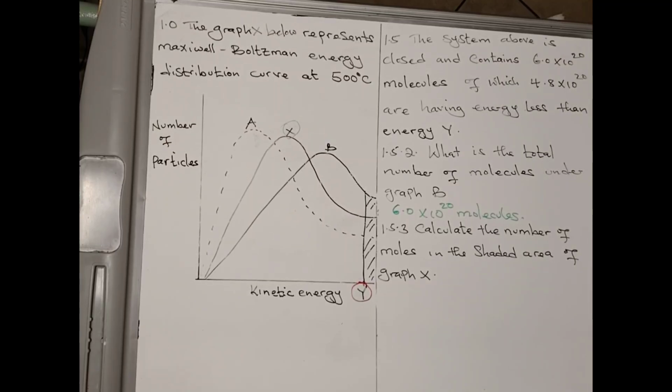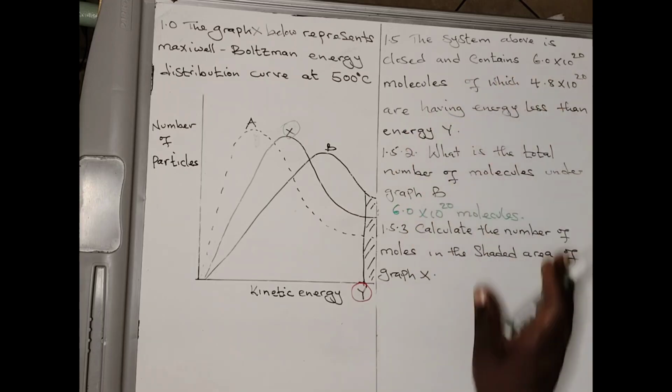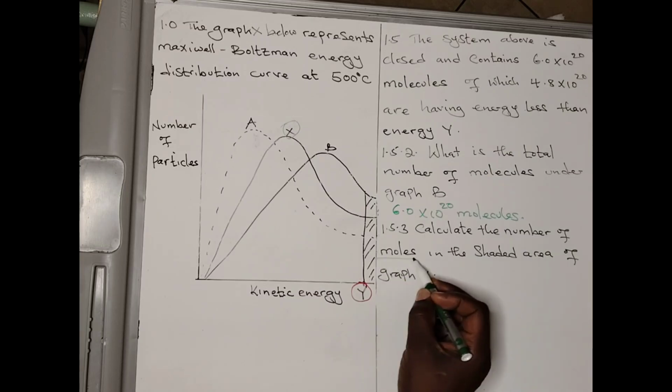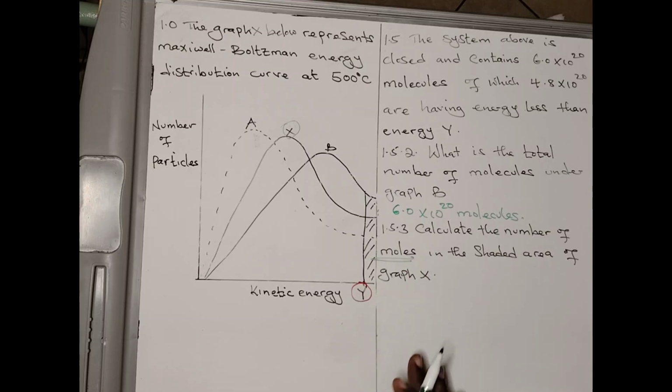So there comes the last question of this setup, 1.5.3. It says calculate the number of moles in the shaded area of graph X. Whatever data we have here is for graph X, but you have to remember that they are looking for number of moles. And how do we get that? Okay, the first thing you have to know is that you need to get the number of molecules in the shaded area.